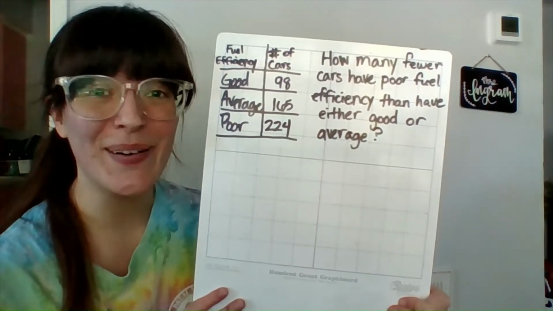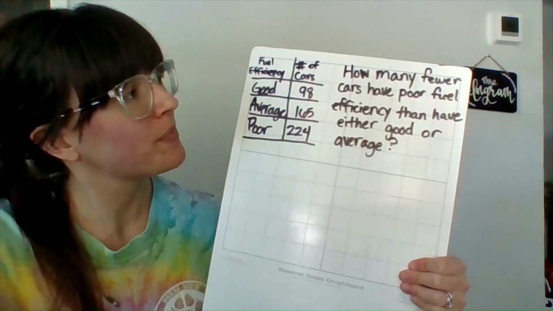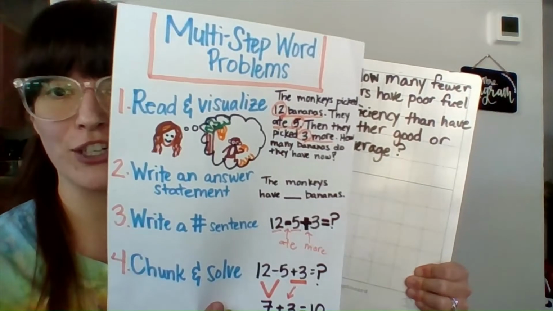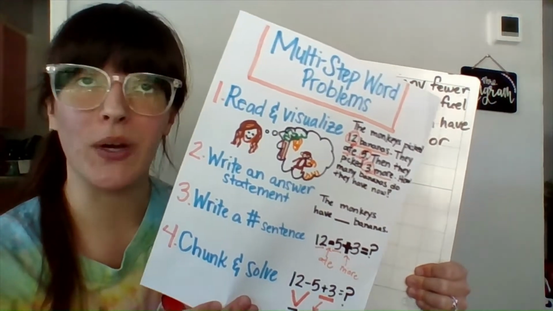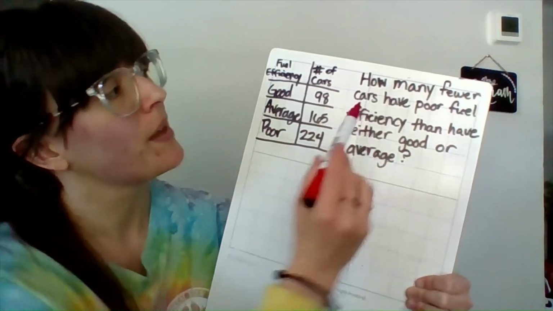All right, so let's go ahead and do a practice problem together. So remember, my first step of my anchor chart is that I'm going to read and visualize the problem. So as I read, I'm going to be picturing in my mind what the problem is talking about.